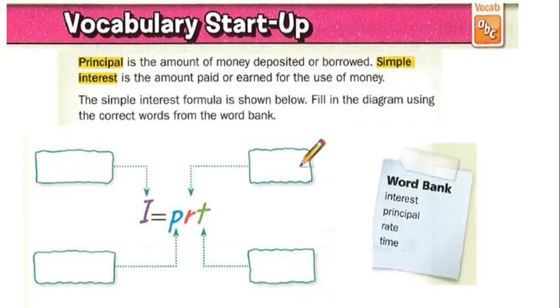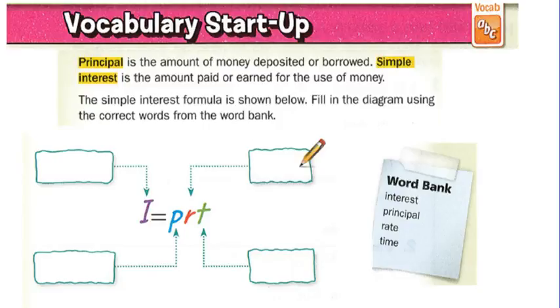All right, so principal is the amount of money deposited or borrowed. When you're either putting money into a bank or borrowing money from a bank or a credit card company, you have what's called your principal, and that's the amount you start with. You either put that in the bank or you borrow that amount.